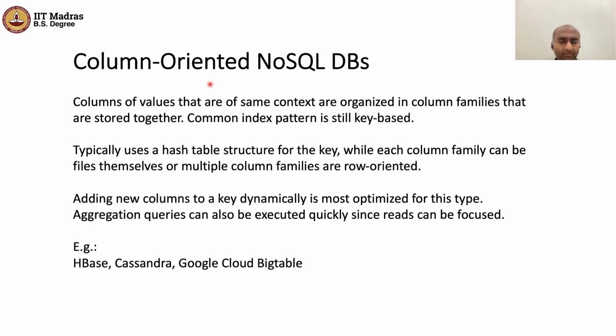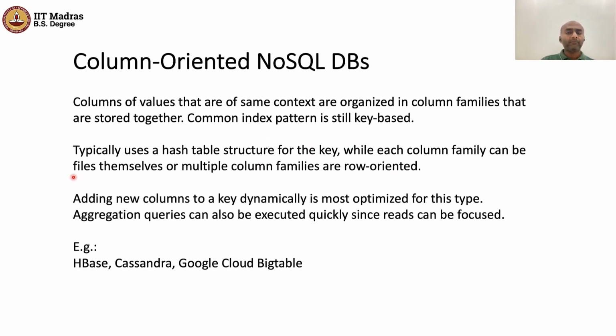Works in the same kind of a concept, right? Anyway, column-oriented stores are typically using a hash table structure, but then the value that gets stored is basically the column family itself, and the column family has multiple columns, right? And then those columns themselves are stored in a row-oriented manner within the column family.